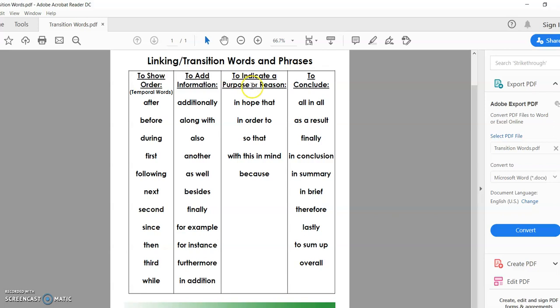To indicate a purpose or a reason, some words would be in hope that, in order to, because. And then to conclude: all in all, as a result, in conclusion, in summary, therefore, lastly, overall. This leaves the reader with something to think about as you're reading. Let's go back to the book, Bessie Coleman.